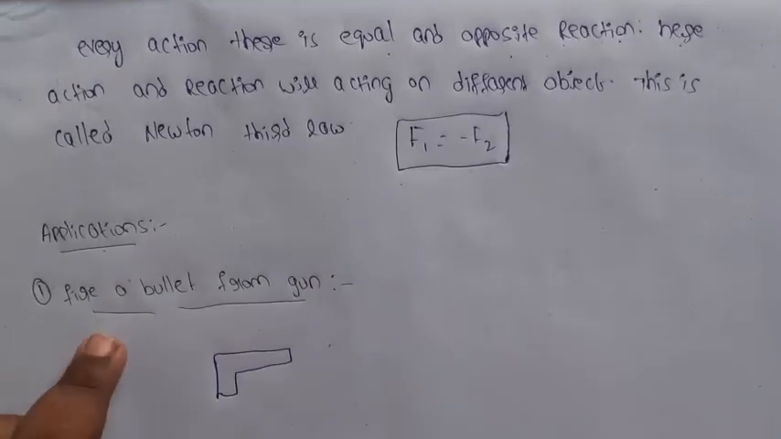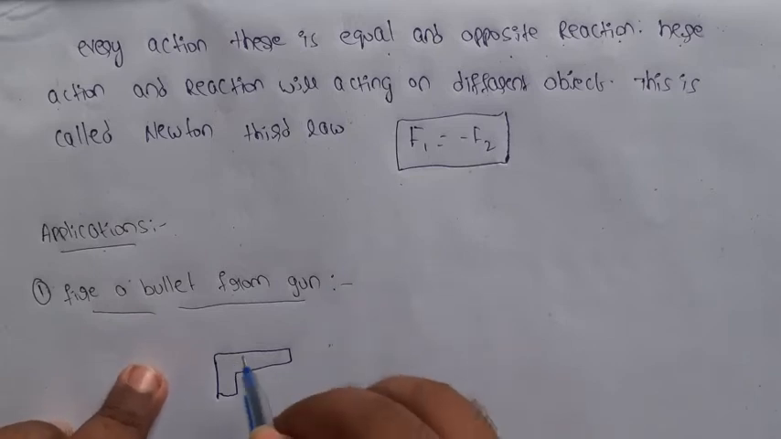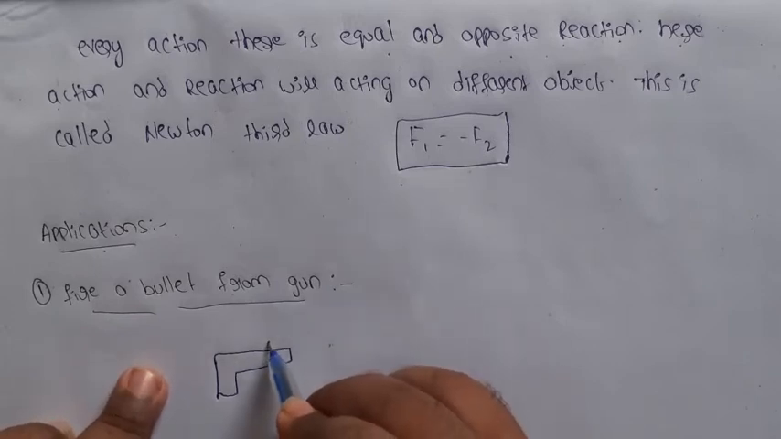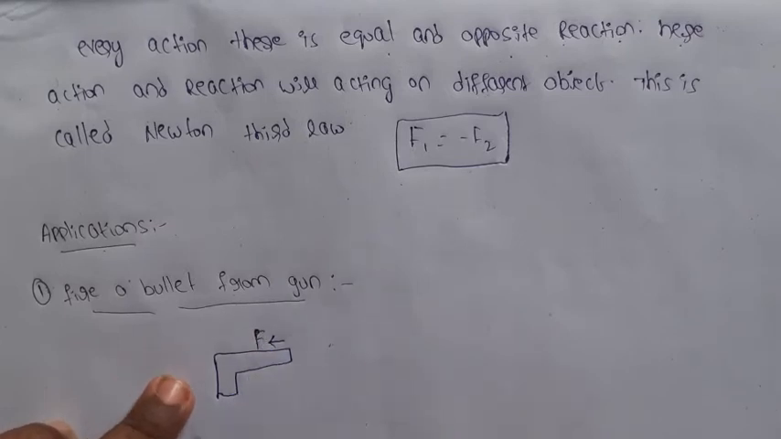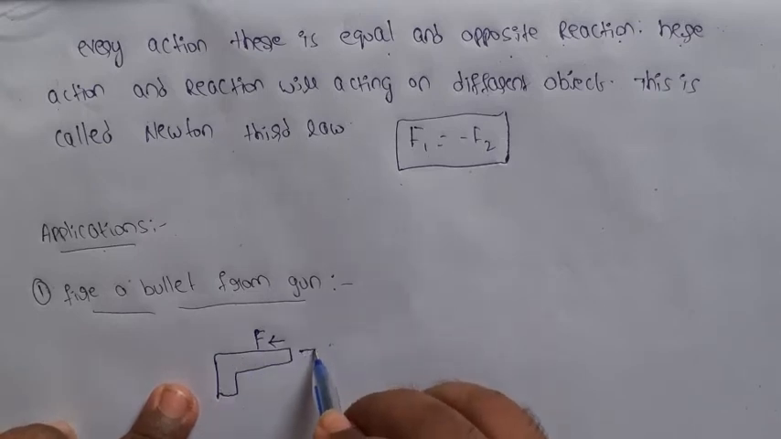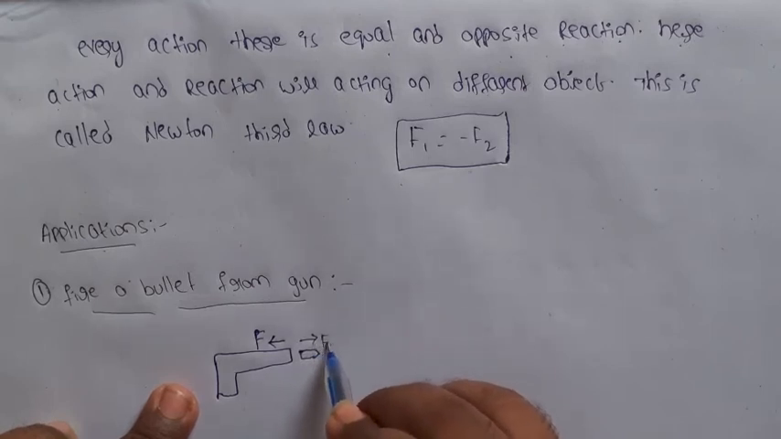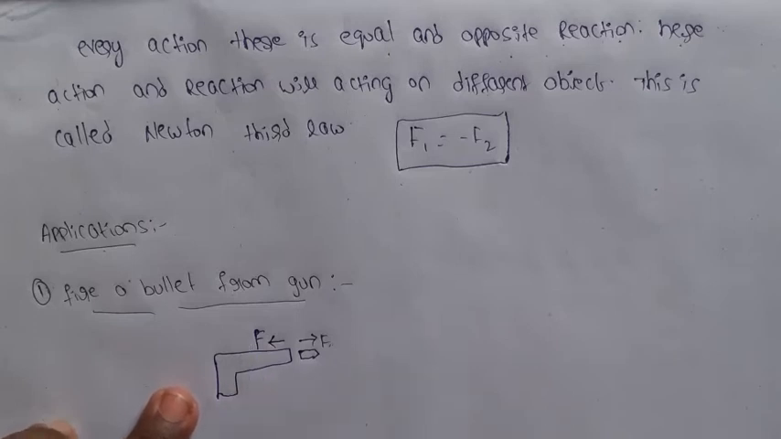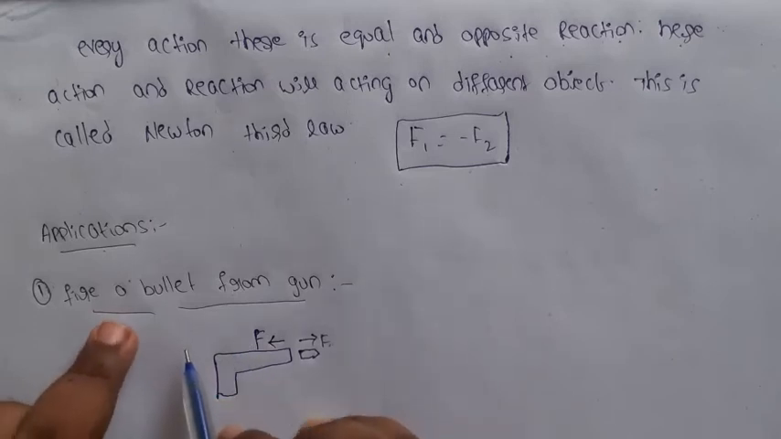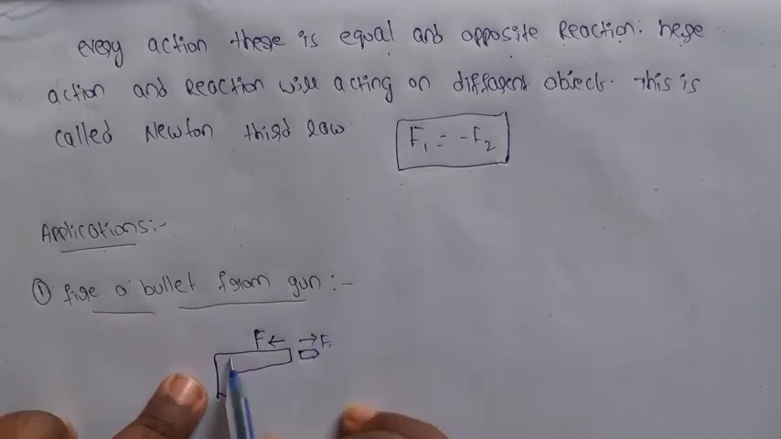If you want to fire a bullet from the gun, what are we doing? We apply the force towards the gun. We are applying the force towards the back side of the gun, then immediately the bullet will move in the forward direction with the exact force of the gun. Understand? When you fire a bullet from a gun, we are applying an external force on the gun.